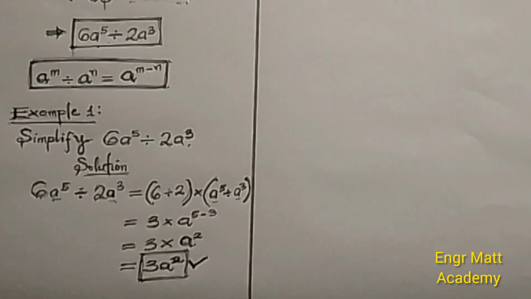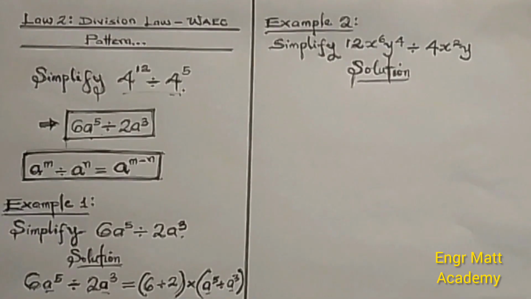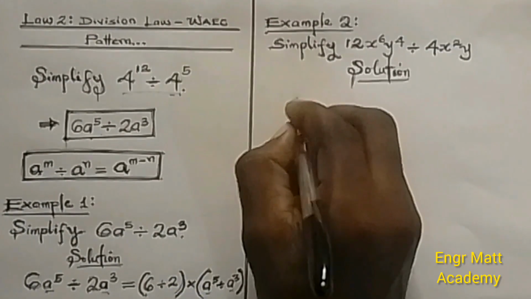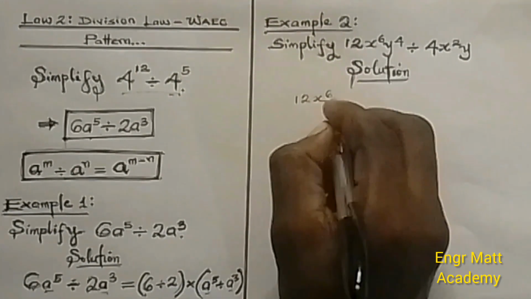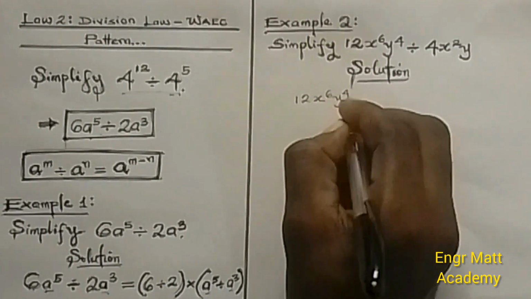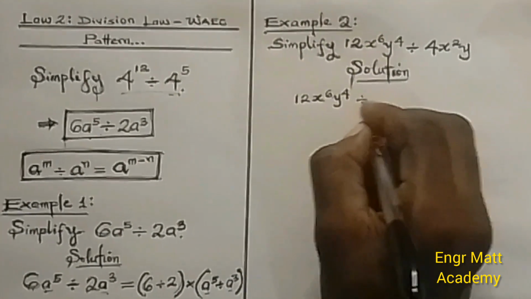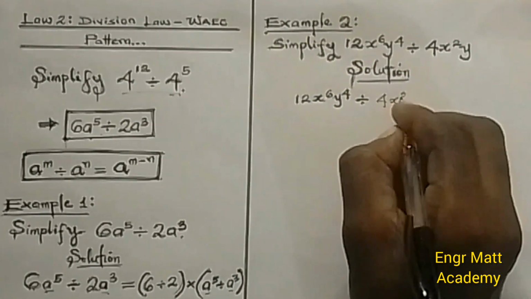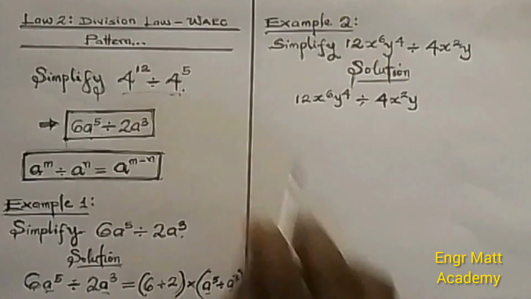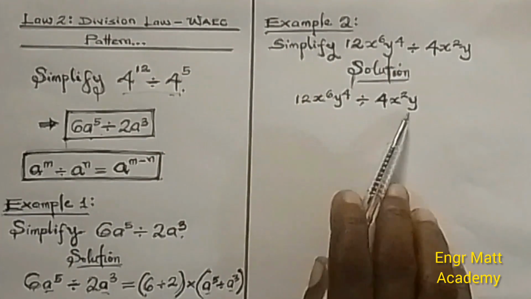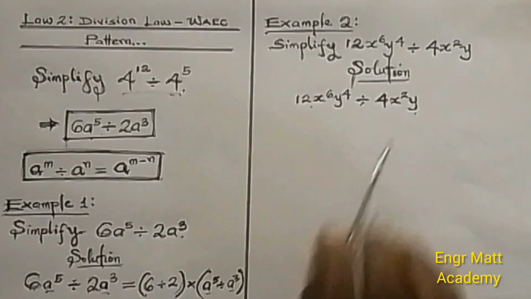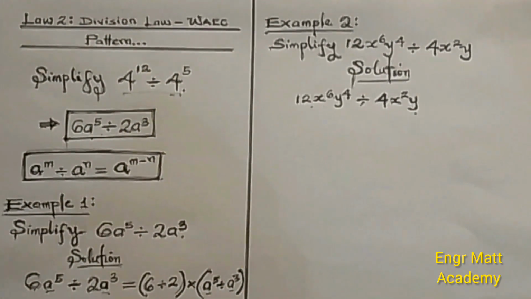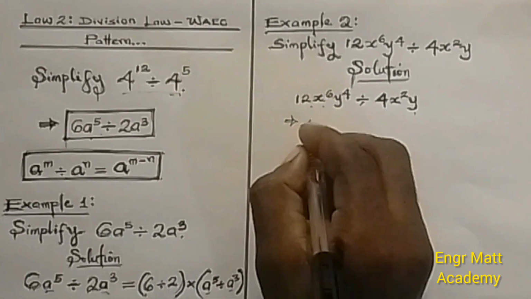Now let us look at another example. Example 2 is this: simplify 12x raised to power 6 y raised to power 4 divided by 4x squared y. So now the problem is this. And now it is algebra, because it combines both numbers and letters. So we separate the numbers from the letters like this.